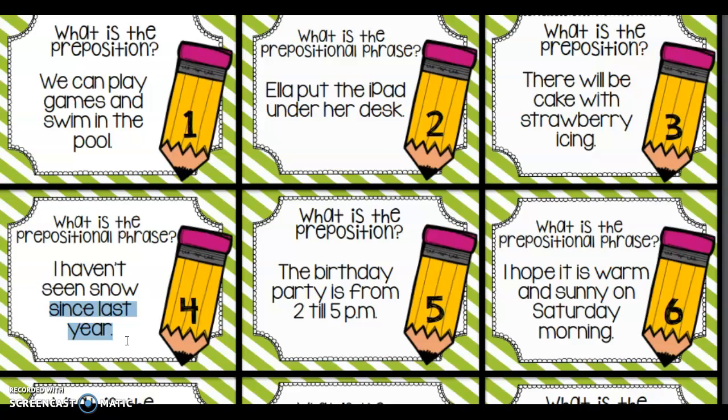Number 5. What is the preposition? In this sentence, the birthday party is from 2 till 5 p.m. Now again, remember, prepositions tell about time, direction, or they show where something is. So in this particular instance, we're talking about time. The birthday party is from 2 till 5. So the preposition will be from.